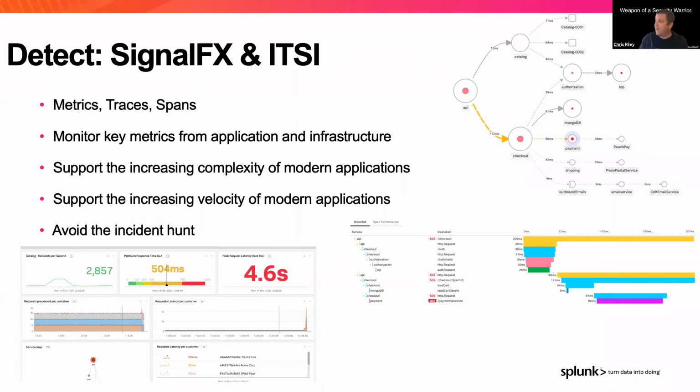And then spans is the bottom right there. It's basically connecting them all together, showing the time spent within each of these services. The reason this is unique is because a log is the record of what happened. This is the relationship of all the things that have happened. And in order to do that, you need to be able to correlate them together in an intelligent way.